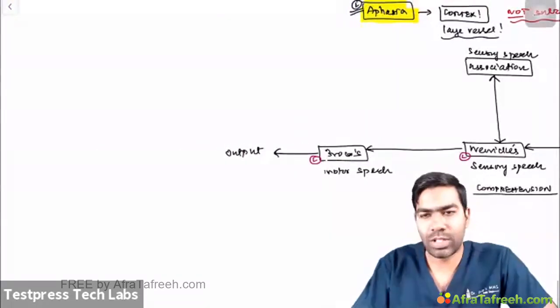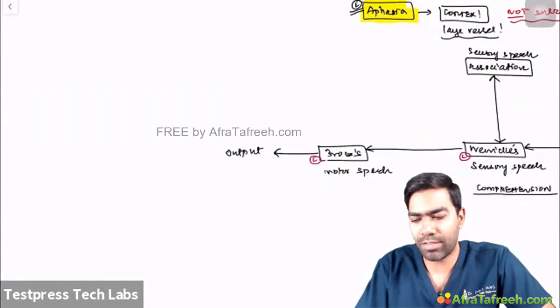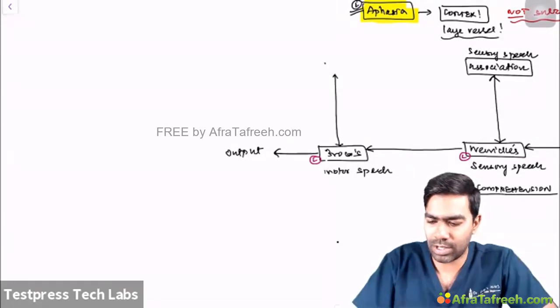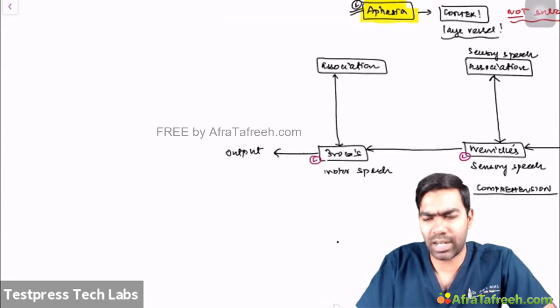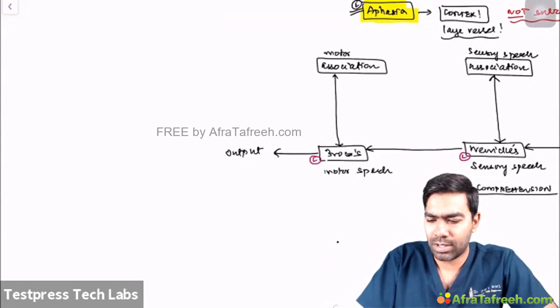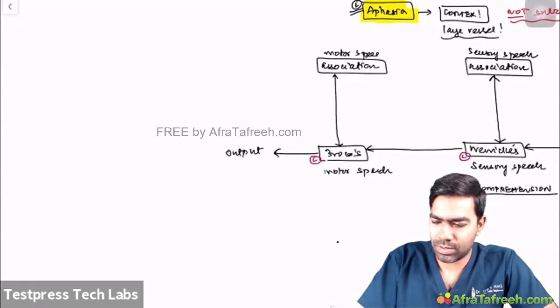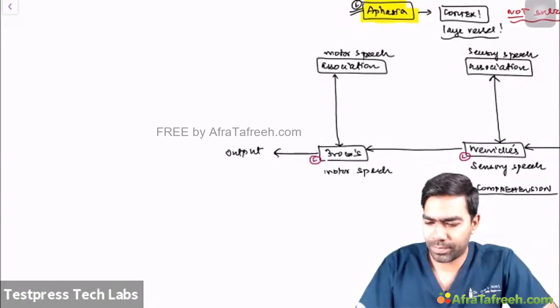Then, of course, even if Wernicke gives the information to Broca's, Broca's still communicates with the higher centers with its own association areas. And this is really, really important for a lot of reasons. Many, many reasons are there, but let us understand one simple reason. Motor speech association area.